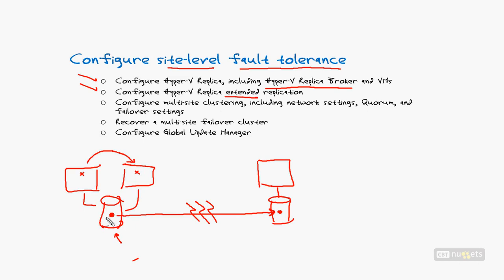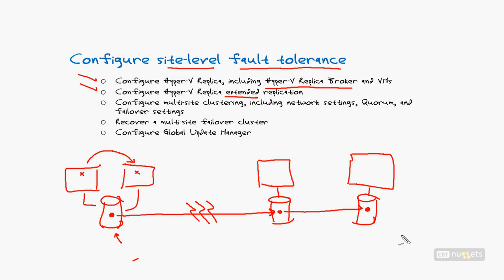In extended replication, if I create a replication connection between two different machines, so I have a virtual machine here that's being replicated at this location, all extended replication is the ability to create another replication relationship between the replica, the target machine, and some other location. That's all we're talking about here with extended replication.